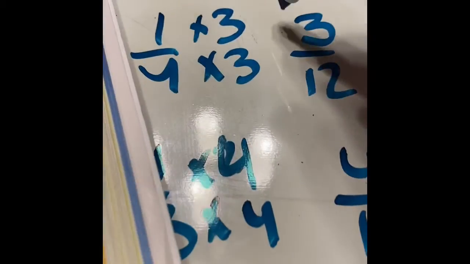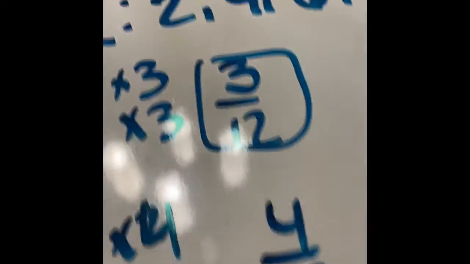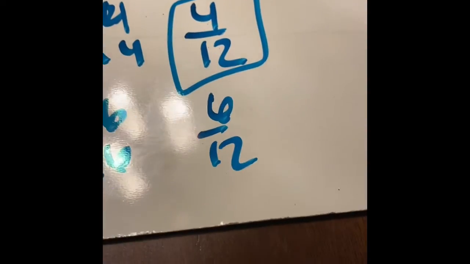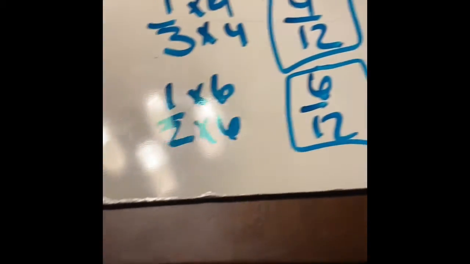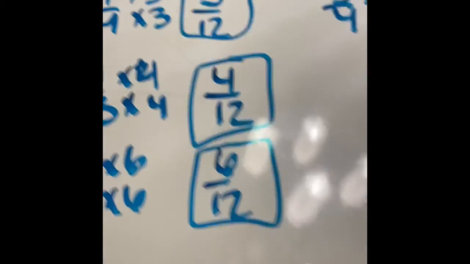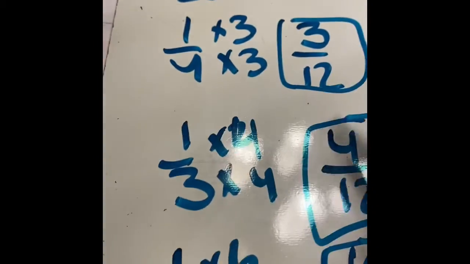So I have 9/12, that was my 3/4. I have 3/12, that was my 1/4. I have 4/12, that was my 1/3, and I have 6/12, that was my 1/2. So now I need to add all these together. I'm going to start with my 1/4. I have 4 of them. My 1/4 is now 3/12, so I need to write 4 3/12.